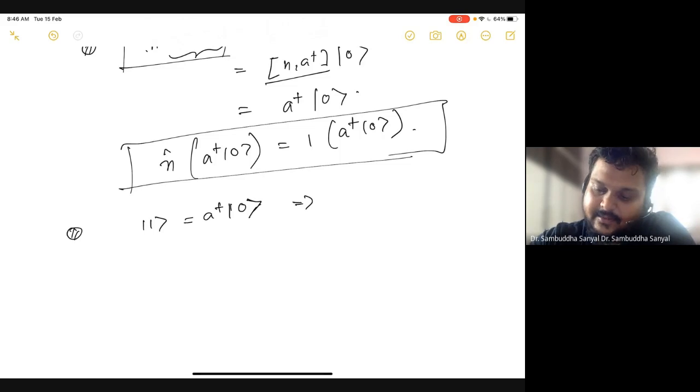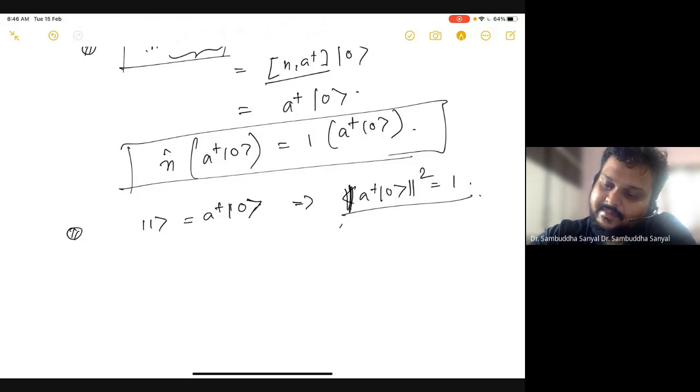And it must have the property which is trivial to see. I'm not writing any normalization because a dagger 0 is equal to 1. This is coming simply from the fact that a dagger 0 is 1 and 1 is 1.